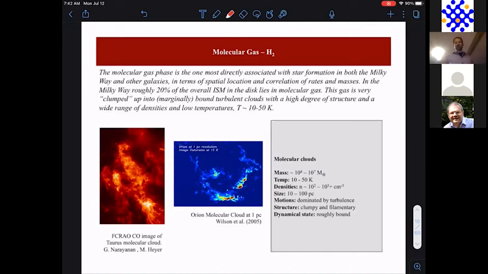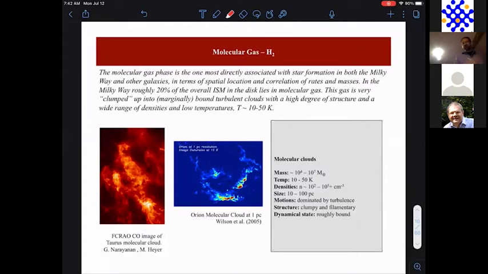So from the sort of mass-bearing, volume-filling phase of the HI, we can zoom in to the denser and colder molecular gas that we understand to essentially host all star formation. So this is the phase of the interstellar medium that's most directly associated with star formation in both the Milky Way and other galaxies. I'll come back to this at the very end of the lecture. So in the Milky Way, there is some uncertainty about the overall mass of the molecular medium, as there is everywhere, but roughly you could think about something like 20% of the overall interstellar medium in the disk of the galaxy sitting in the molecular phase.